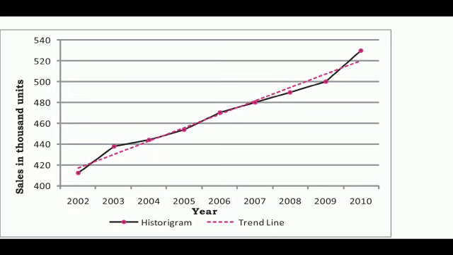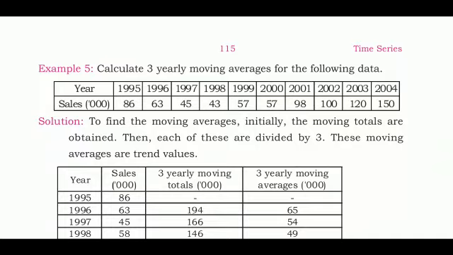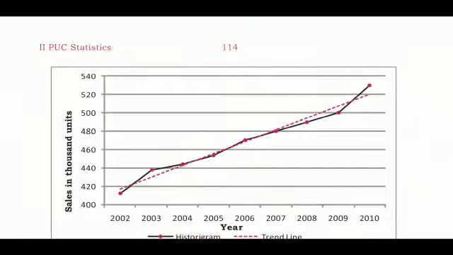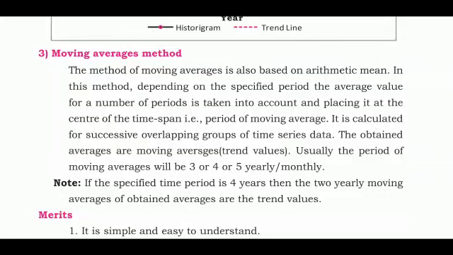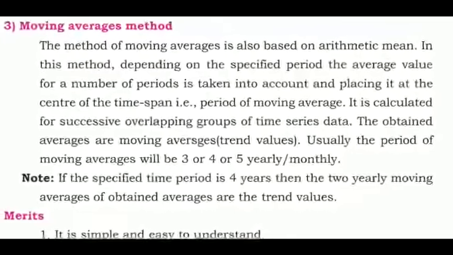Now which is the third method? The third method here is the moving averages method. So the first one was graphical method, the second one is semi-averages method, the third one is moving averages method. What is this moving averages method?